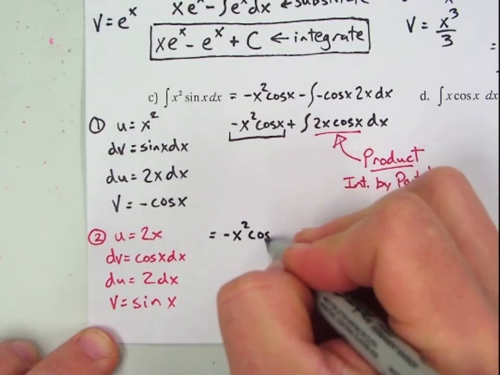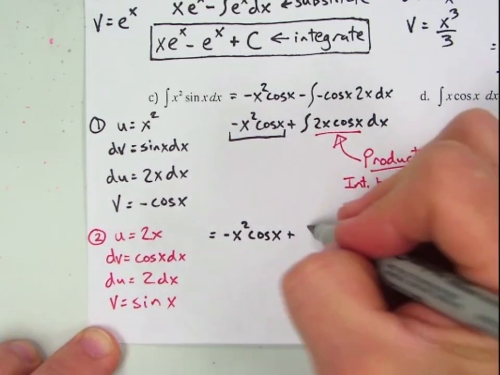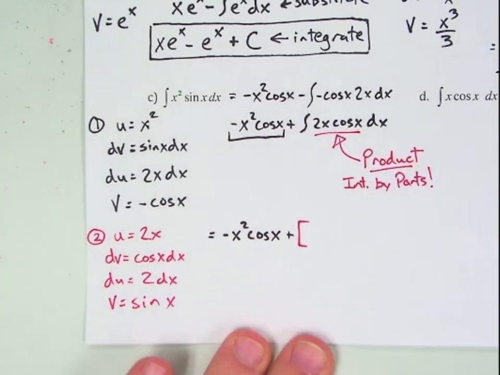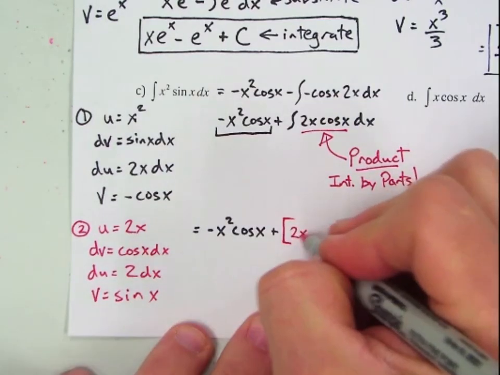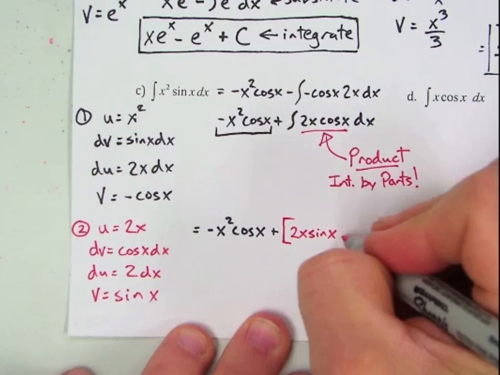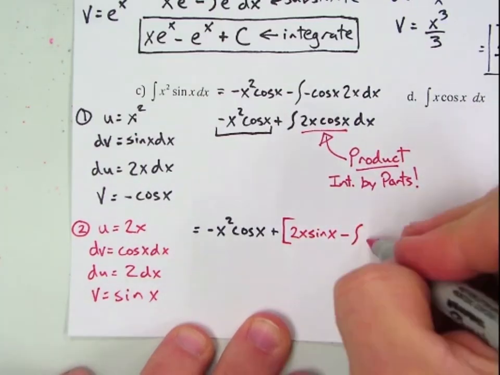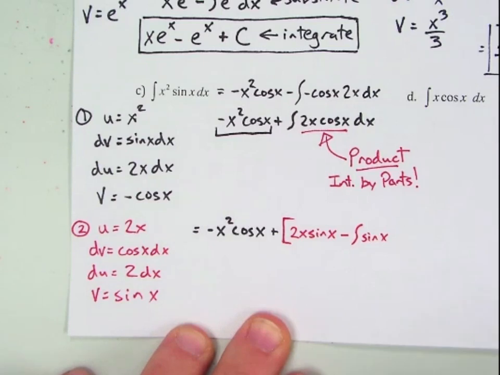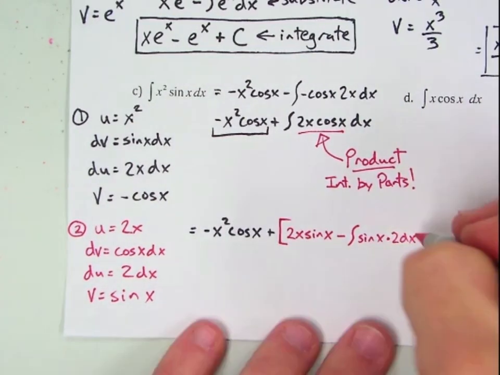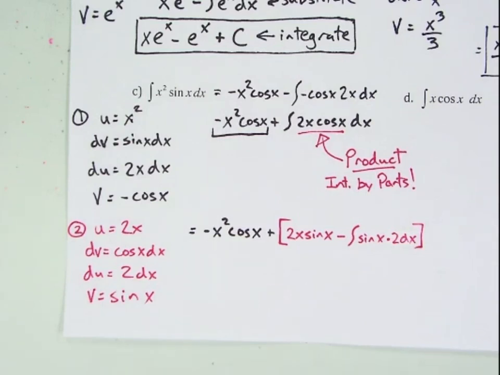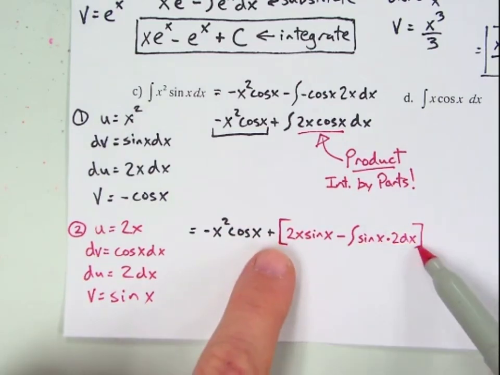And then here is going to be our second integration by parts. So now we have uv, which is 2x sine x, minus the integral of v du, which is sine x times 2, so 2 sine x dx. This is the second integration, and it's the integration of this part.